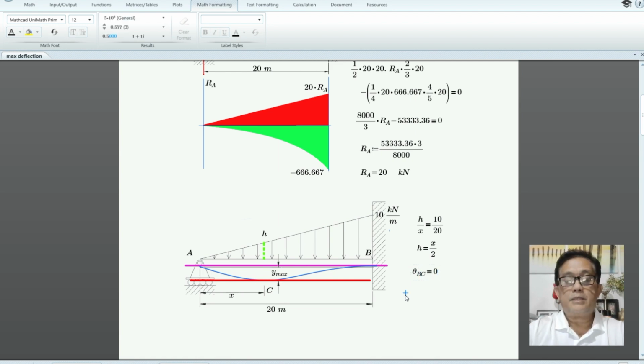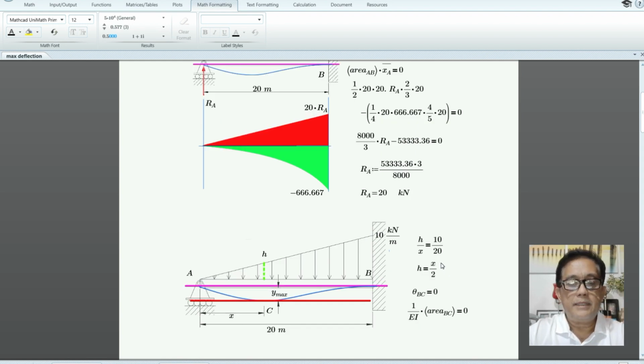And then from the theorems of area moment, the change in slope is equal to 1 over EI times the area of the moment diagram between B and C. So that's the change in slope from B to C, and this is equal to 0. Then we will find the area of the moment diagram between B and C and equate that to 0. So to solve the area between B and C, we need the magnitude of the bending moment at point C, here and here. Start with the triangle.